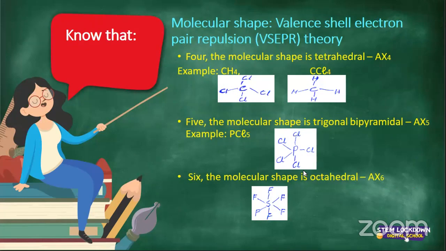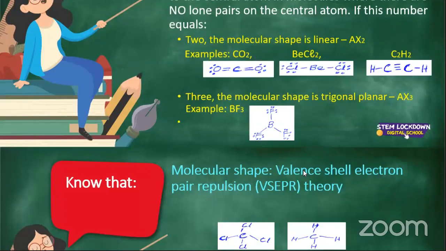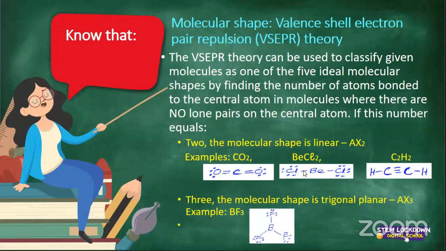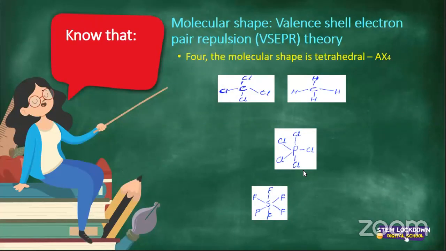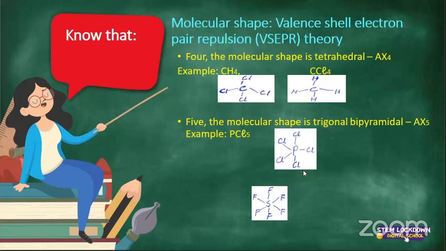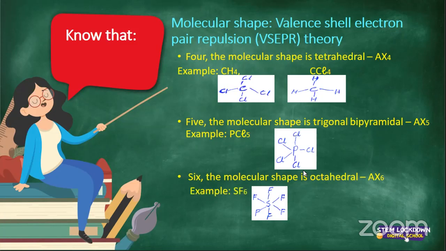So remember, it's linear where there are 2 atoms attached to the central atom. If there are 3 atoms attached to the central atom, you will have trigonal planar. When there are 4 atoms attached to the central atom, you will have tetrahedral. When there are 5 atoms attached to the central atom, we will have a bipyramidal shape. And finally, if there are 6 atoms attached to the central atom, we will have an octahedral shape.